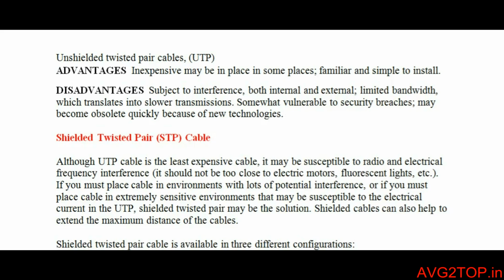Advantages of unshielded twisted pair: it's inexpensive, familiar, and simple to install. The disadvantage is that it suffers interference both internally and externally, which translates into slow transmission, and it is also becoming obsolete because of new technologies that are overcoming it.